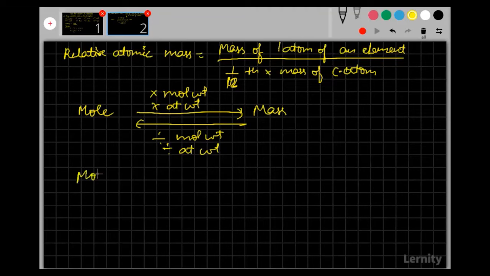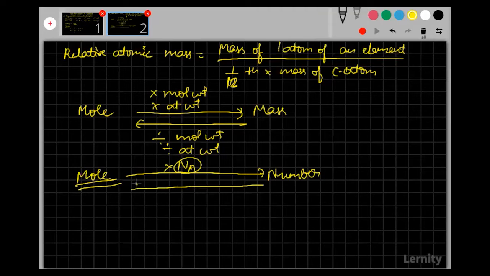Now, how is mole related to number? Here, the number means either the number of atoms or the number of molecules. If the question gives a value in moles and I have to convert it to number, I multiply with Avogadro's number. And if the number has to be converted into moles, I divide it by Avogadro's number.